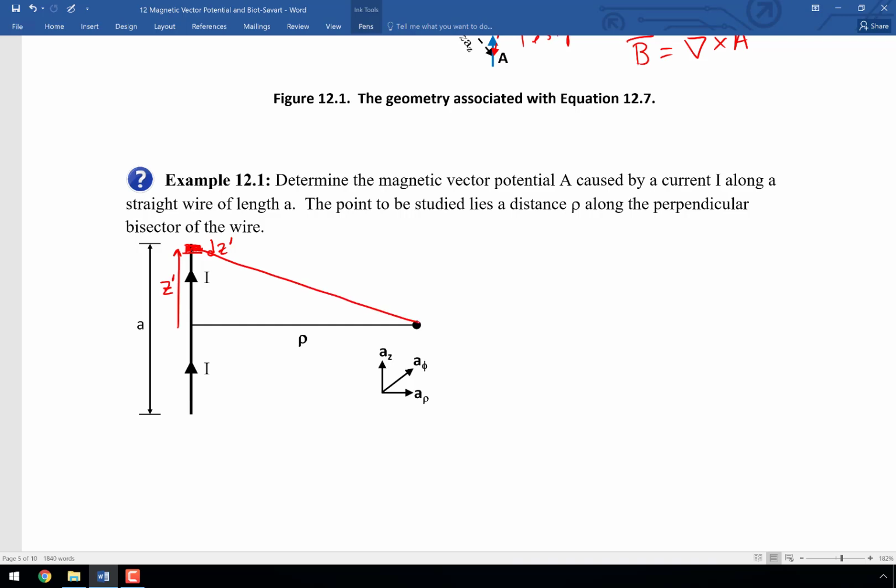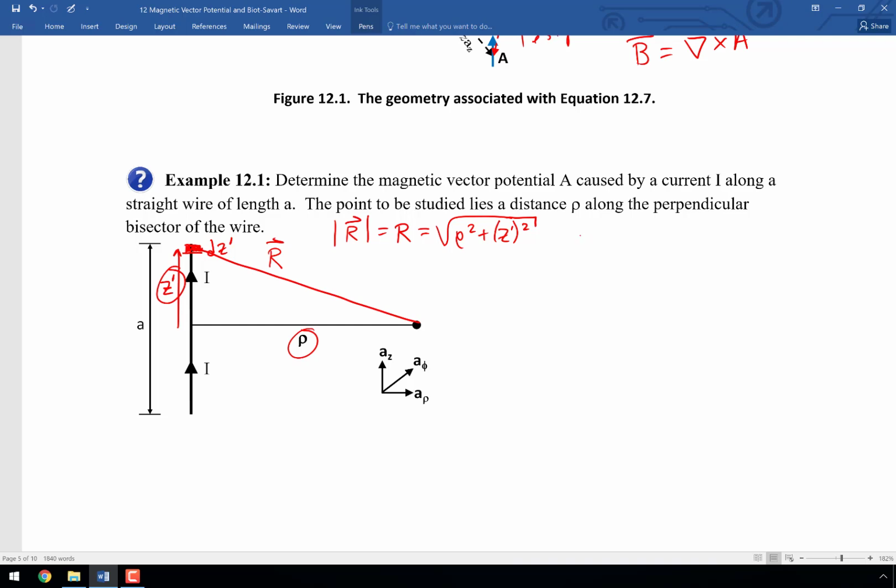What is the vector that's going to go from the point where there's current density to the point that we're testing? And so this is going to be r. Well, we know from the Pythagorean theorem, we have one leg of a right triangle, we have another leg of a right triangle. So we know that the magnitude of r, which I can just represent as r, is going to be equal to the square root of rho squared plus z prime squared. So we're making some progress.